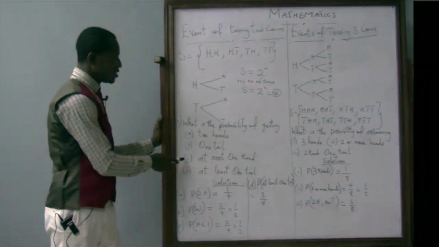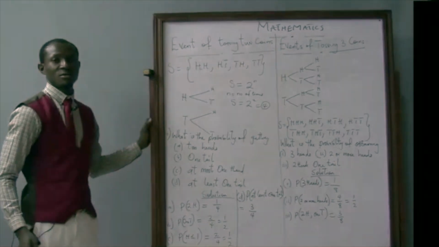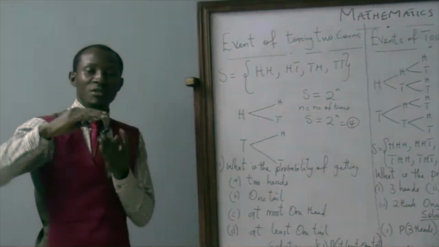The third question says, what's the probability of getting at most 1 head? So what does that mean? At most means the highest we can have is 1 head.